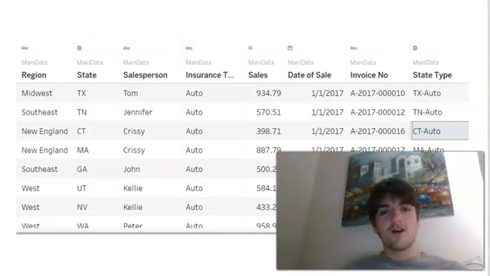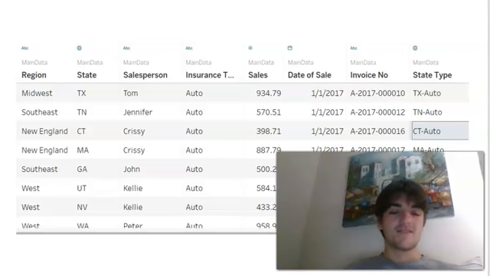Starting off, just a quick overview of some of the data that I was working with. As you can see, it is a list of people, and we have what region they're from, what state they're from, their name obviously, the type of insurance they were selling, their sales numbers, date of sale, and other things that are important to the graphs that you'll see later on. Obviously, this is a very small snippet. I was actually working with about 65,000 data points and many different types of insurance.